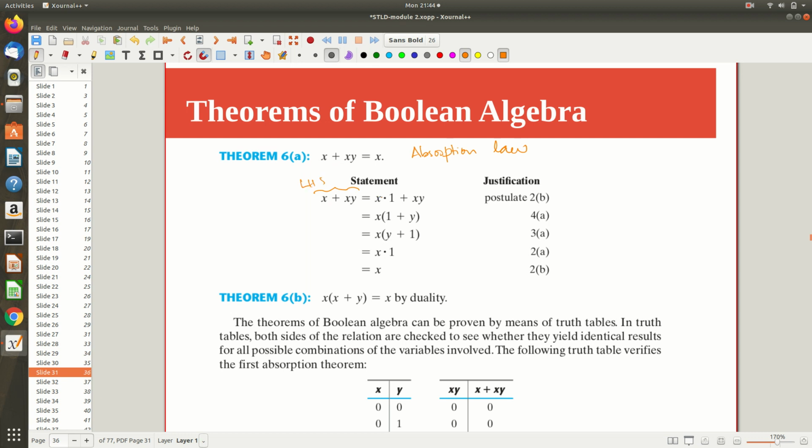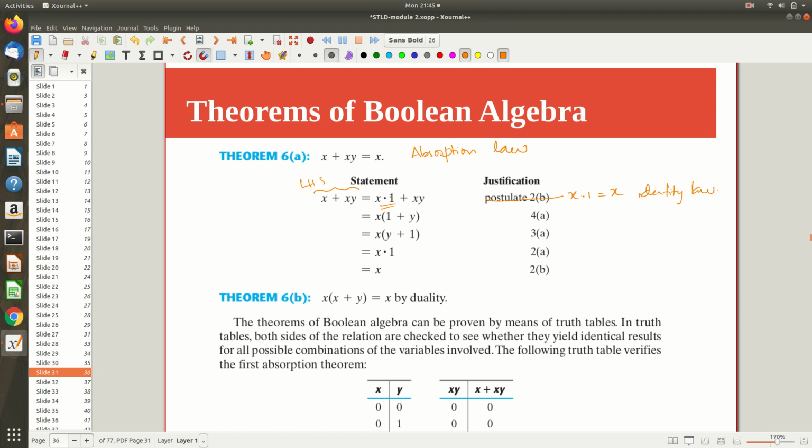Then this first x I simply multiplied with 1. That is now clear to everyone. What is that? x dot 1 is x itself. So wherever I am having x, I can write it as x dot 1, or whenever I am having x dot 1, I can replace it with x. Both are fine. So that is our identity law, right? Identity law.